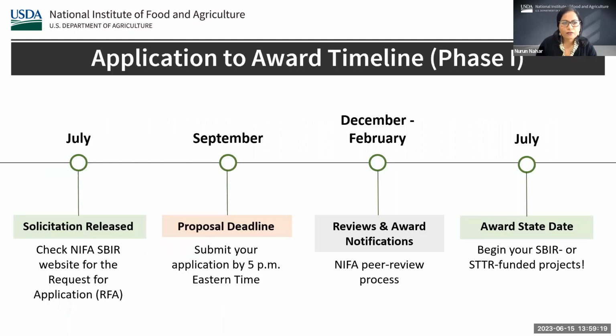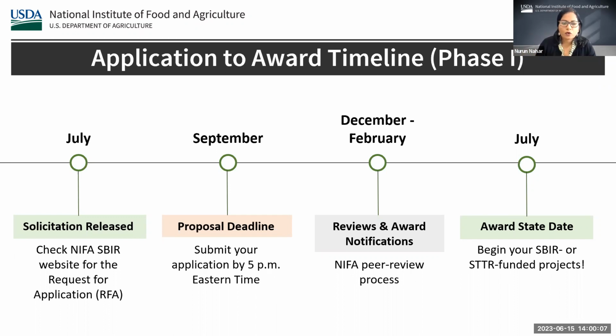All right, so let's remind you of the application timeline for our Phase 1. We are hoping our solicitation will be released sometime in July. Check the NIFA SBIR website for the RFA. The proposed deadline would be sometime in September, though we are still planning that. I'll mention that any submission deadline would be 5 p.m. Eastern time. Keep in mind, if you submit at 5:01, it's going to be declined as late because we have to cut off at a certain point. So do it early, as Tammy has mentioned every time, early is the best. Do not cross that line by even 1 second or 1 minute, because it is either accepted or not. Please do it early.